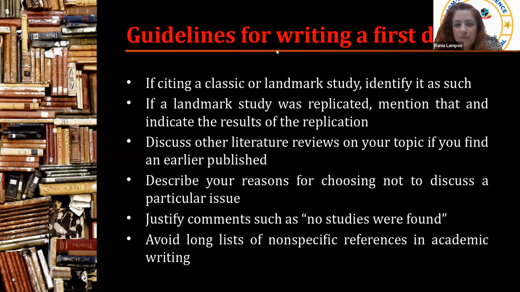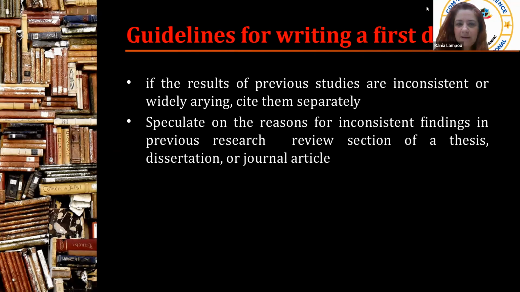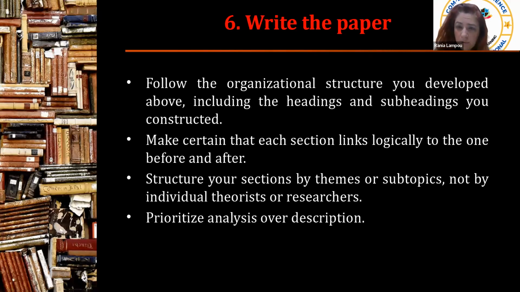Discuss other literature reviews on your topic if you find an earlier published one. Avoid long lists of non-specific references in academic writing. Speculate on the reasons for inconsistent findings in previous research in the review section of a thesis or dissertation. Always follow the organizational structure that you have developed above. Make sure that each section links logically to the one before and after. Structure your sections by themes or subtopics.